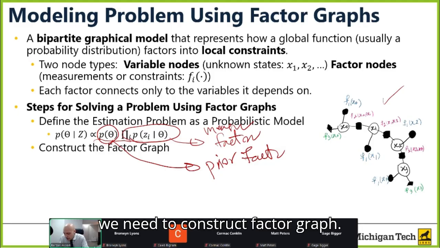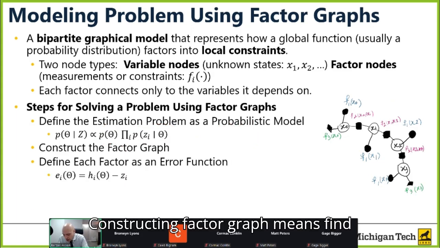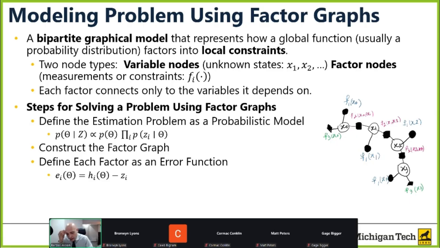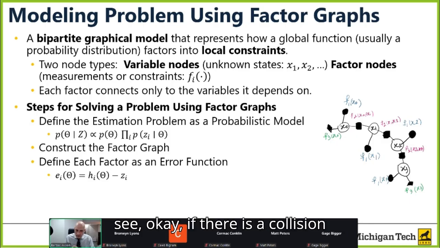We need to construct the factor graph. Constructing a factor graph means finding states and factors. Then we need to go inside the factors. We need to see if there are collision factors, obstacle avoidance factors, smoothness factors, odometry factors, consistency factors, wind factors, or ocean current factors. They all can be factors, you know.